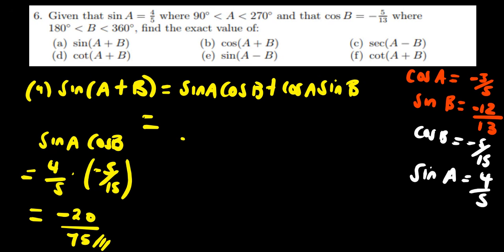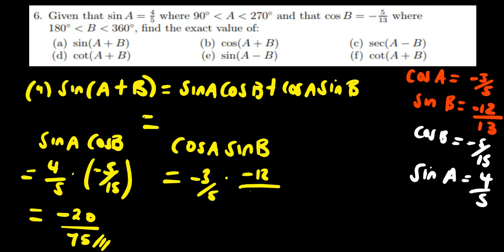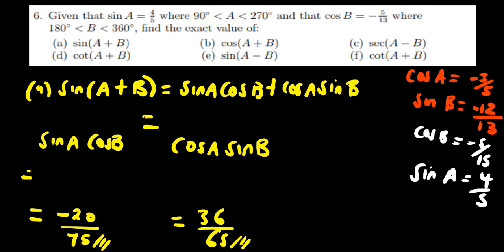Then the other part that we are solving is cos a sine b. So what is our cos a? We just found that it was negative 3 over 5. This is multiplied by sine b, which is negative 12 over 13. So we're just solving those ones. Negative 3 multiplied by negative 12, that is like 36 over 5 multiplied by 13, that is like 65. Okay, so these are two answers, so we just need now to add them. Okay, allow me to add them.